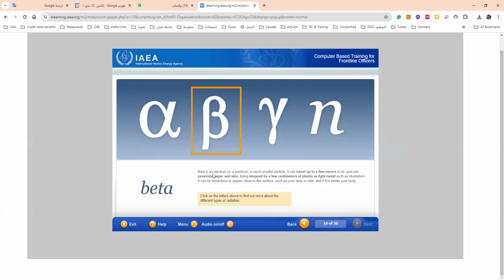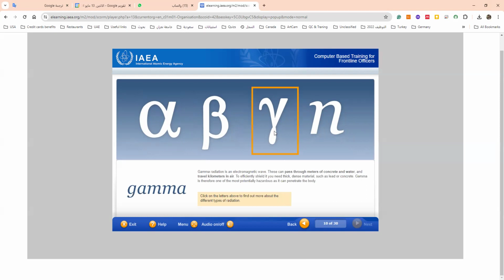What about beta? Beta is an electron or a positron, a much smaller particle. It can travel up to a few meters in air and can penetrate paper and skin, being stopped by a few centimeters of plastic or light metal such as aluminum. It can be harmful to organs close to the surface, such as your eyes or your skin, and if it is inside your body.